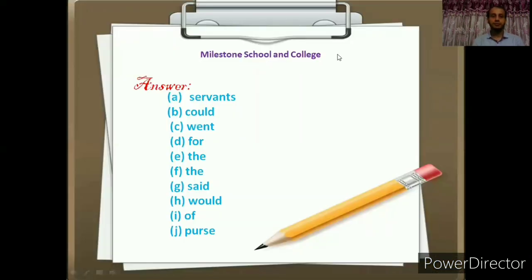Our answers are: A, servants; B, could; C, went; D, for; E, the; F, the; G, said; H, would; I, of; and J, purse. Well done. I think all your answers are correct. Thank you for learning your previous lesson properly.